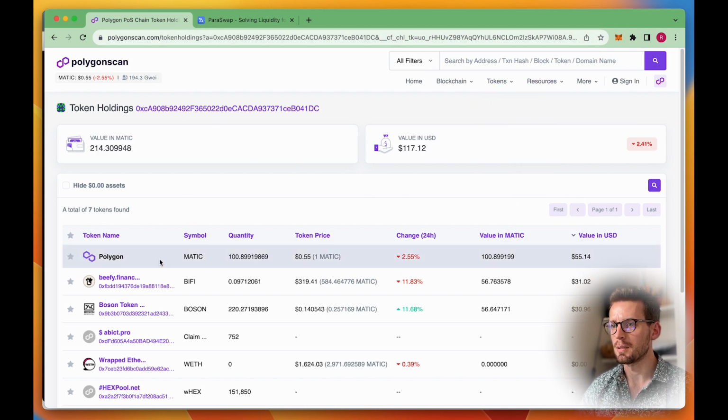This is the wallet as it is. Ignore these ones, these are all spam tokens, but yesterday's recommendations, 2 of them anyway, were Beefy Finance and Boson token, and they've basically cancelled each other out. Polygon has gone down, Matic has gone down slightly in the last 24 hours, hence the dip. But we're going to continue and see what happens today.